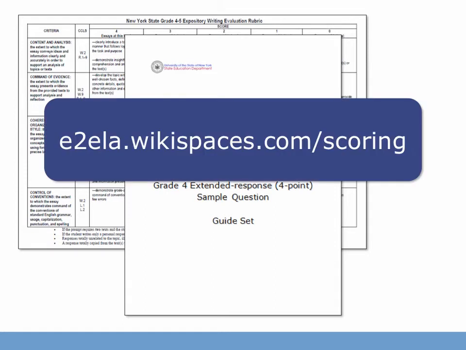If you don't have those, please download them from e2ela.wikispaces.com/scoring.